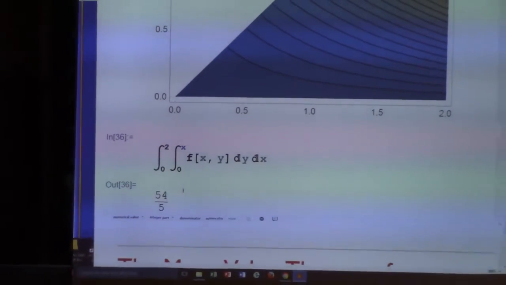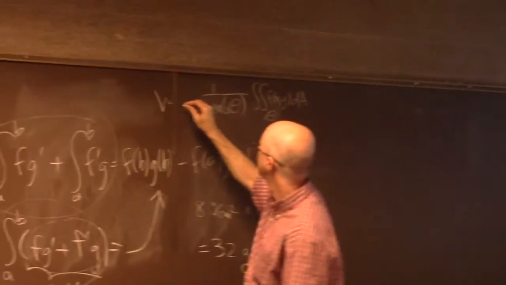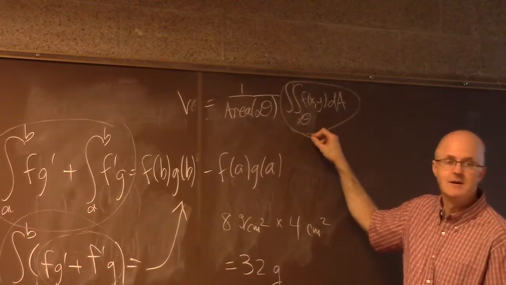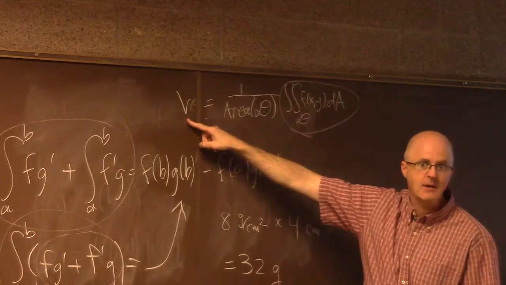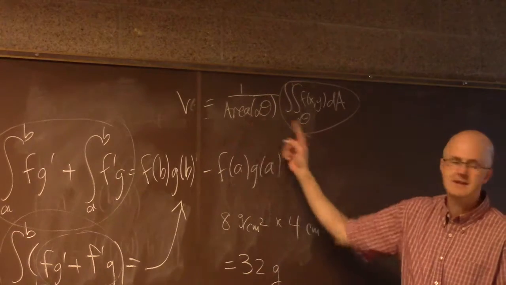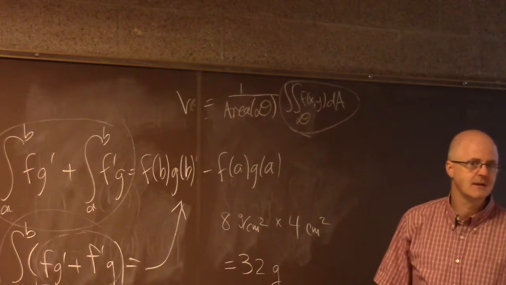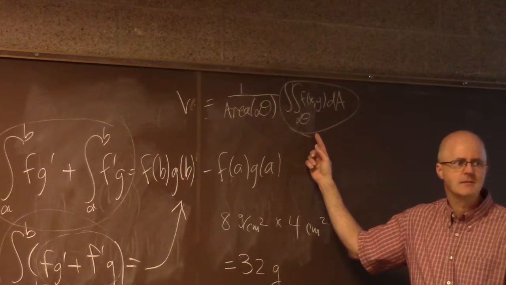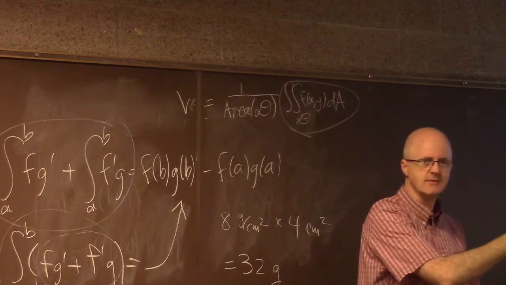That's the average value. I could call it V. I'm estimating the integral by estimating the average value and multiplying times the area. Multiply both sides of this by the area of D. That's helping me estimate the integral. That's what I'm doing. And in this case, the integral gives you the mass.